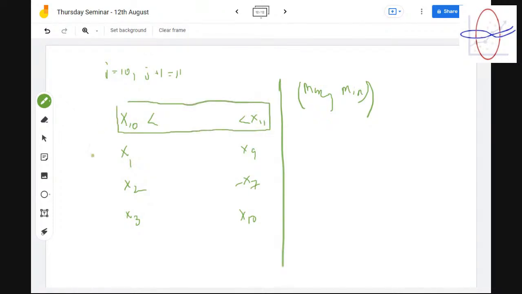And how many such possibilities are there, all equally likely because of the IID symmetry? It is j plus 1 choose 2, that is 11 choose 2 ways of picking one maximum and one minimum. All of them are equally likely and exhaustive. So therefore 1 by 11 choose 2.